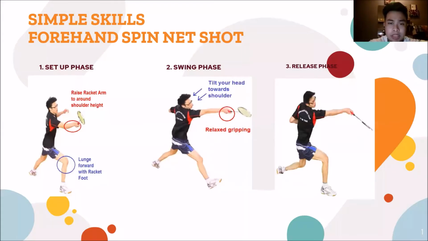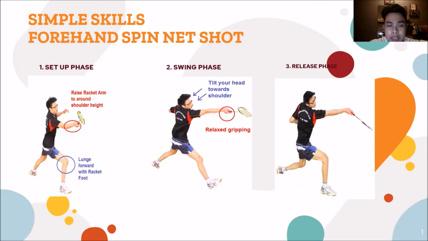Okay, now for this slide, we will learn another simple skill, which is the forehand spin net shot. The main objective of a good spin net shot is to force your opponent to overhit while playing the net shot, and this will make your opponent lift up the shuttle to the half court and will give you an opportunity to have a killer shot or the smash shot. Now, as you can see in this slide, I have attached 3 phases, which start with the setup phase, continue with the swing phase, and lastly the release phase.